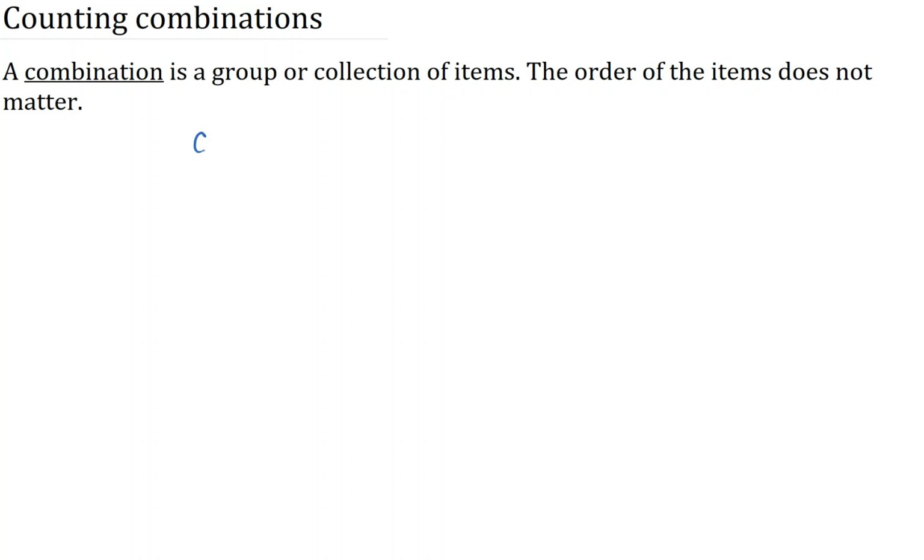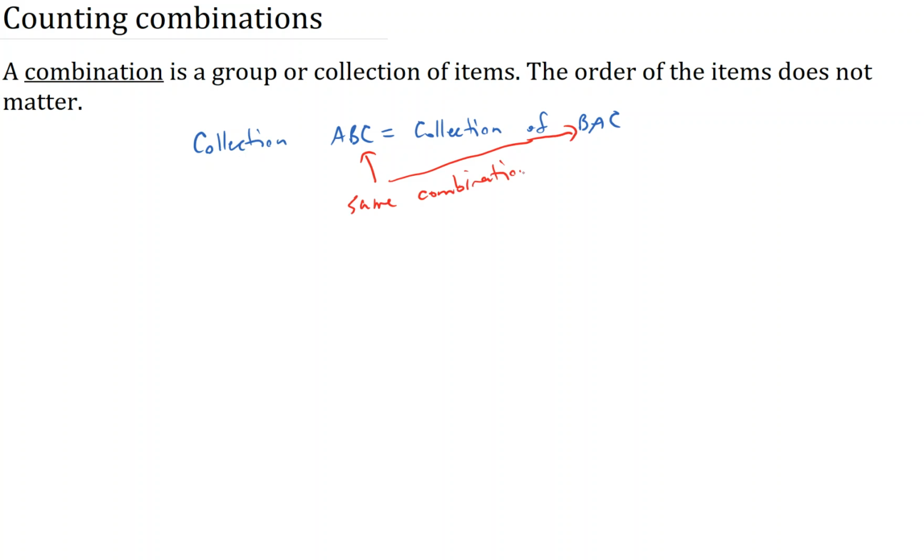The collection of the letters A, B, and C is the same thing as the collection of the letters B, A, and C because they're the same group of things. So these are the same combination of things, of items, of letters. Now if you're talking permutations, you would count each of these separately. Combinations are simply a group of things where the order does not matter. You rearrange them, we still consider it to be the same thing.